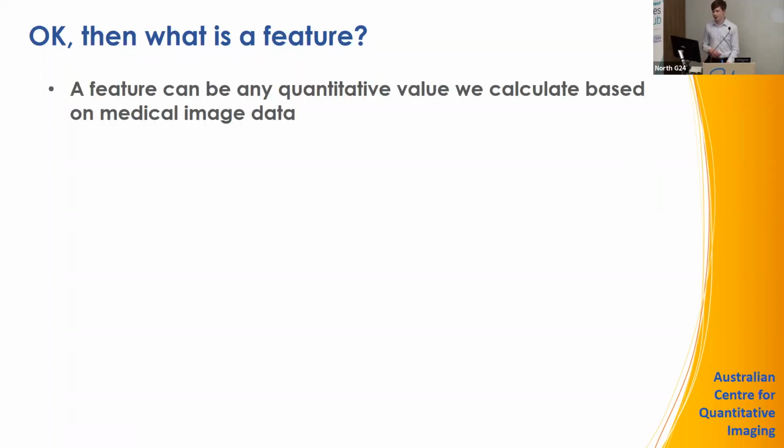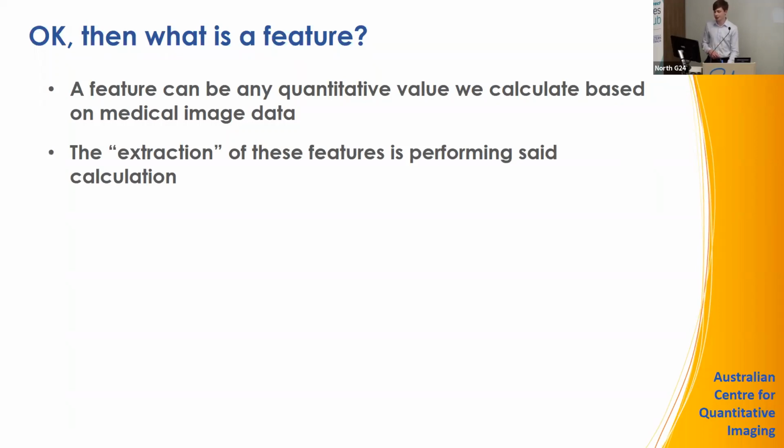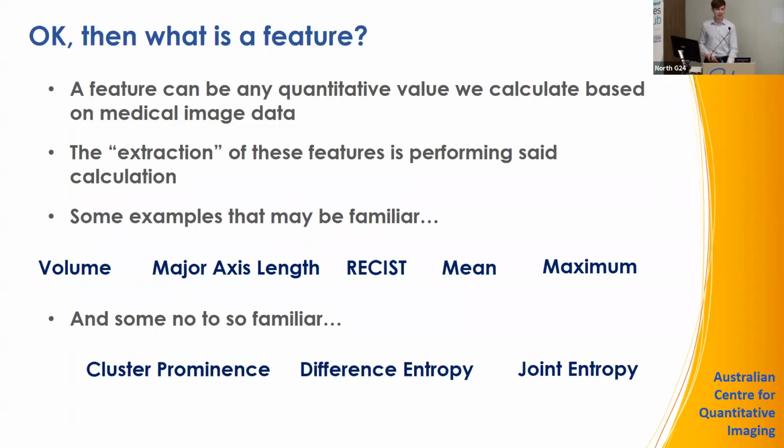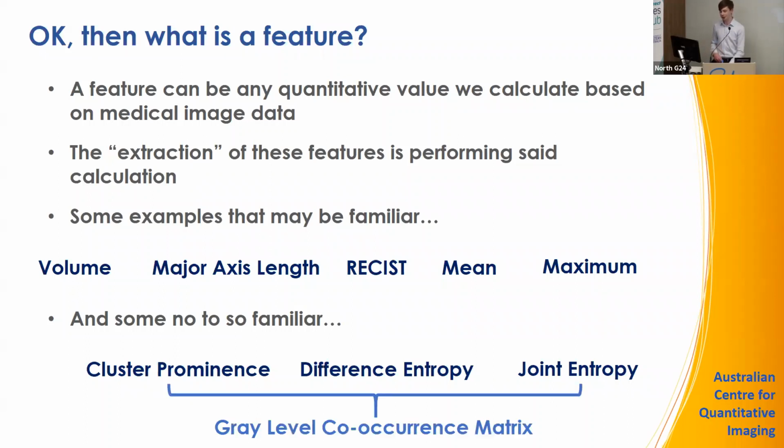Okay, so let's take a step back and answer some basic questions. What is a feature? A feature can be any quantitative value we calculate based on medical image data. The extraction of these features is performing set calculations, so whenever you hear me say feature extraction, it just means we're calculating those features. Some examples that may be familiar are volume or major axis length, pretty common shape features, and also mean and maximum, just typical statistical features. But then they get not so familiar, and we get to our texture features, which start getting some crazy names, such as cluster prominence, difference entropy, and joint entropy. Those are all calculated from what we call the gray level co-occurrence matrix.